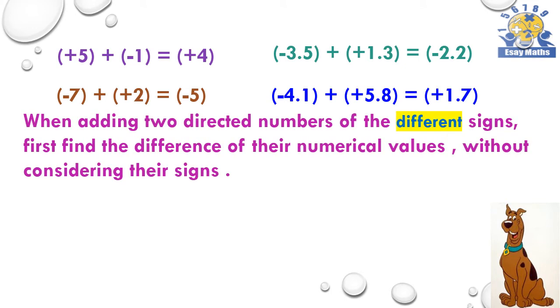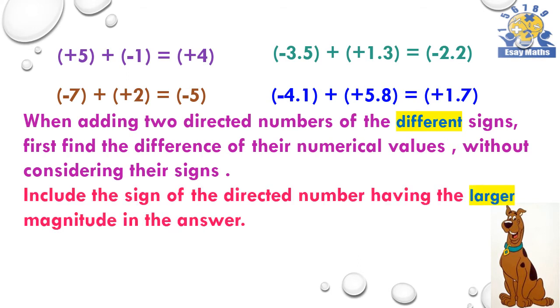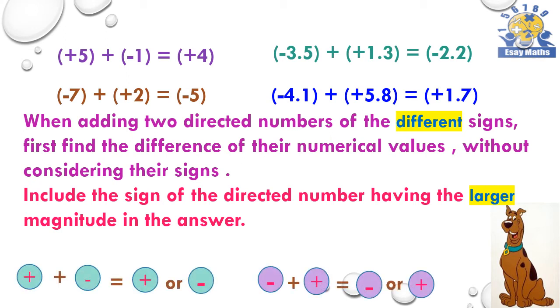When adding two directed numbers of different signs, first find the difference of their numerical values without considering their signs. Include the sign of the directed number having the larger magnitude in the answer. When we are adding two directed numbers with different signs, the answer will be a positive value or a negative value. The sign of the answer will depend on the magnitude of the given directed numbers.